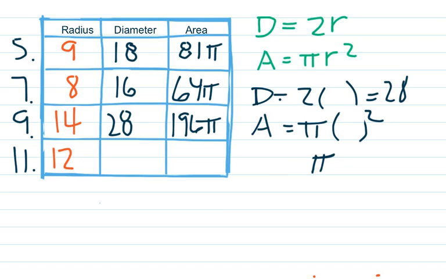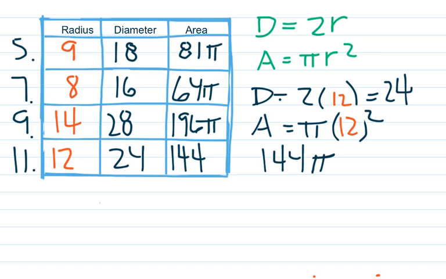And last one, number 11, we have a radius of 12, which means that for diameter we are going to do 2 times 12, and 2 times 12 is 24. So we're going to do 24. And for area, we are going to say pi 12 squared. And 12 squared is 12 times 12, which is 144. So our answer for number 11, the area of the circle, is 144 pi. And that is it for section 12.9.